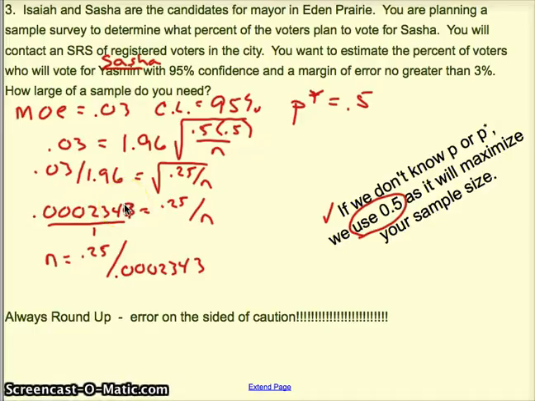And if you solve that fraction, you get 1067.11, and we always round up. So our sample size that we're targeting would be 1,068. So there's your roughly 1,000 sample size to get your margin of error of about 3%.